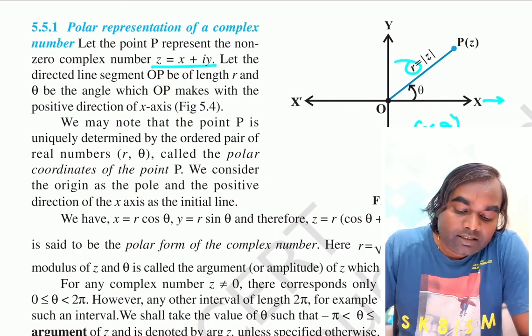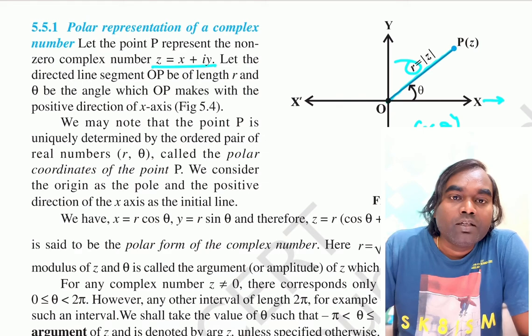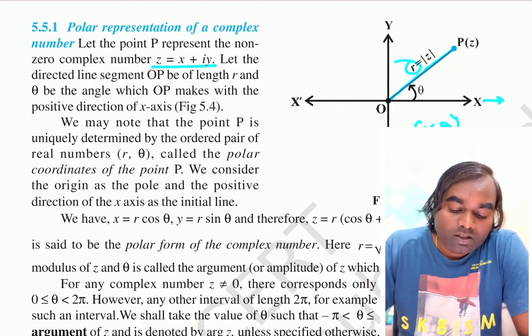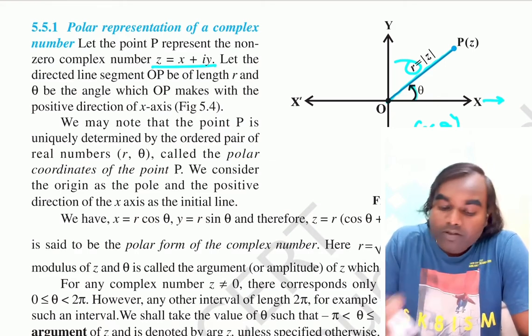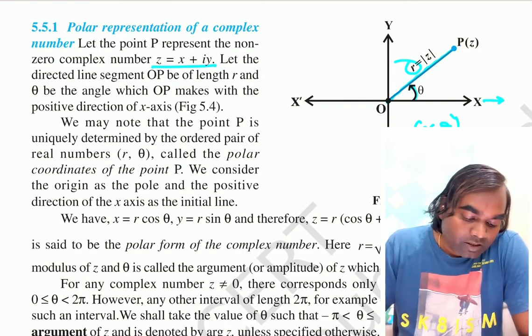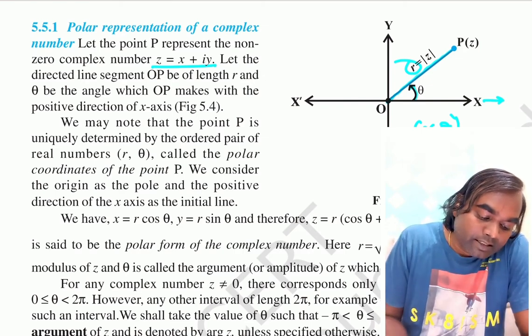Here r is the distance of point P from the pole, where O is the origin, and in the case of the polar representation it is called the pole. So the distance OP is r, and theta is the angle which OP makes with the x-axis, and this representation is called the polar coordinates of the point P.